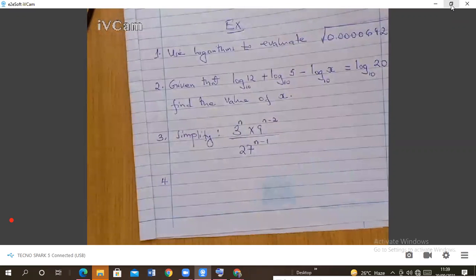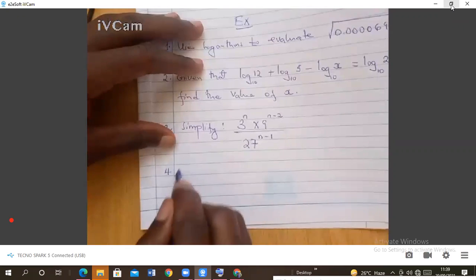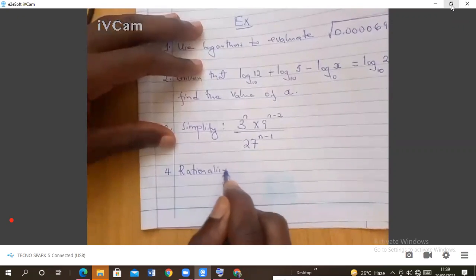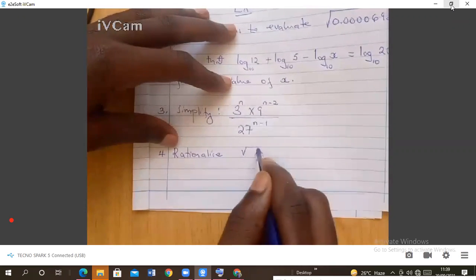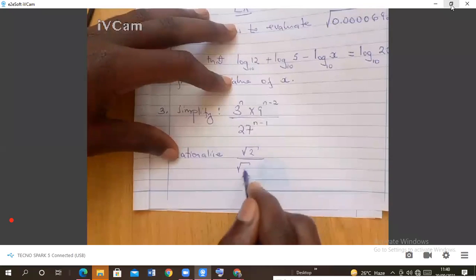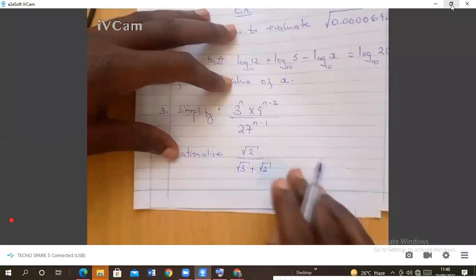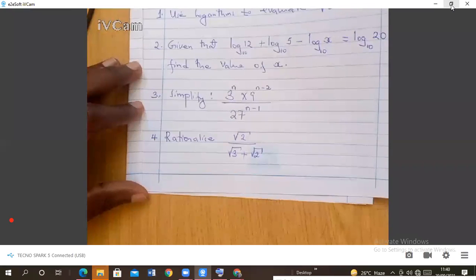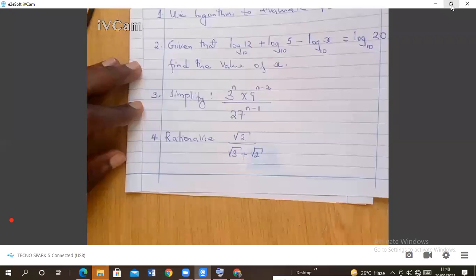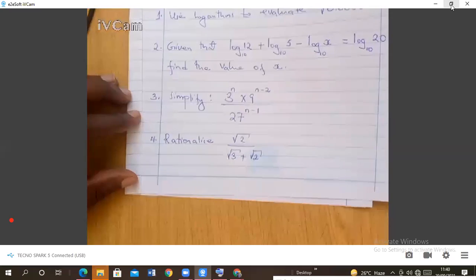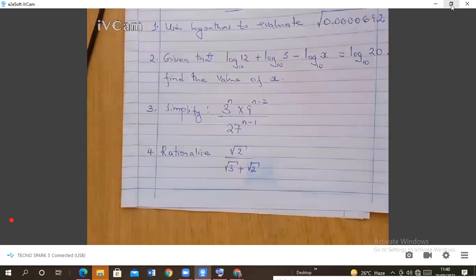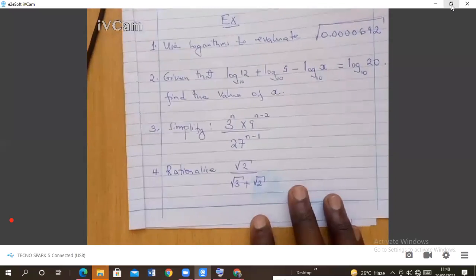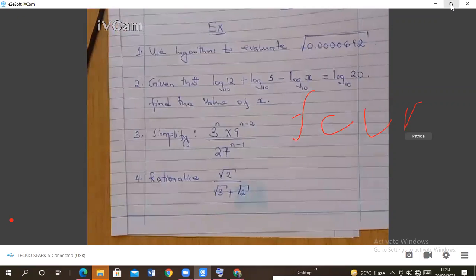Let me get one for surds. Rationalize root of 2 over root of 3 plus root of 2. Okay? Members? I think these are enough. How many questions have I given? 4. So work it out, please.